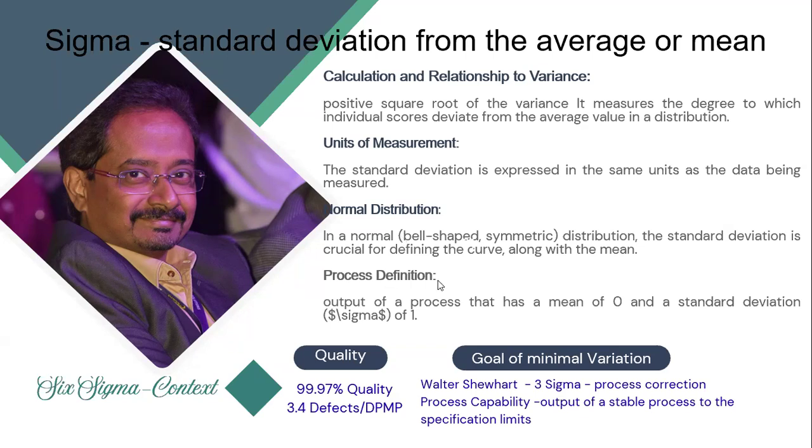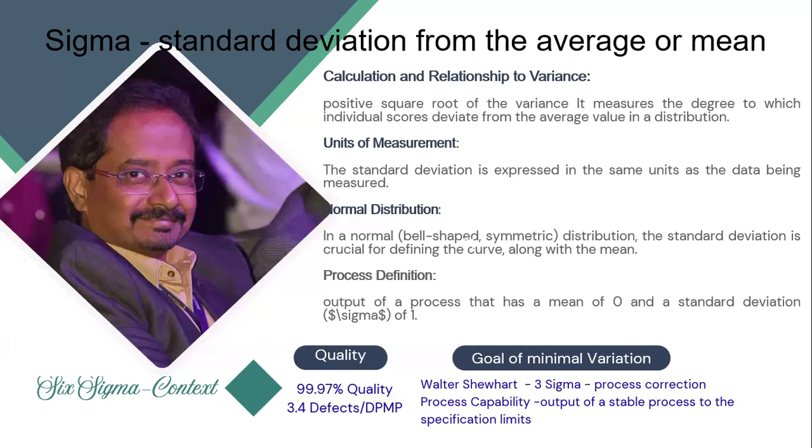And then process definition. Here 0 is my mean and 1 will be my standard deviation. This is 0 and 1. Coming to quality, these are all little new terms for you. Don't worry, we will go with the practical side. Quality, as we discussed, is 99.97, that is our goal, with minimal variation. And process capability: the output of the stable process is within the specification limit.